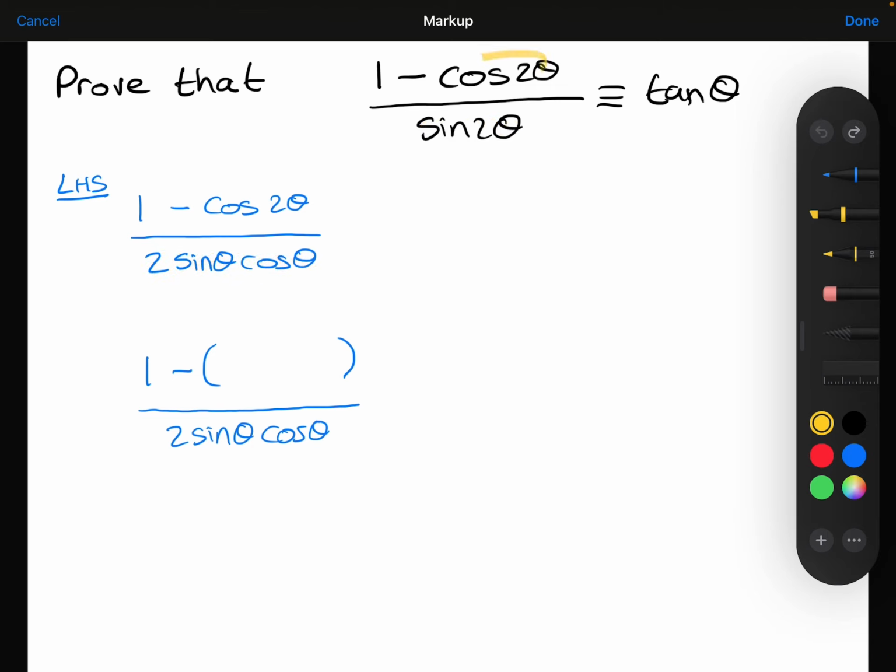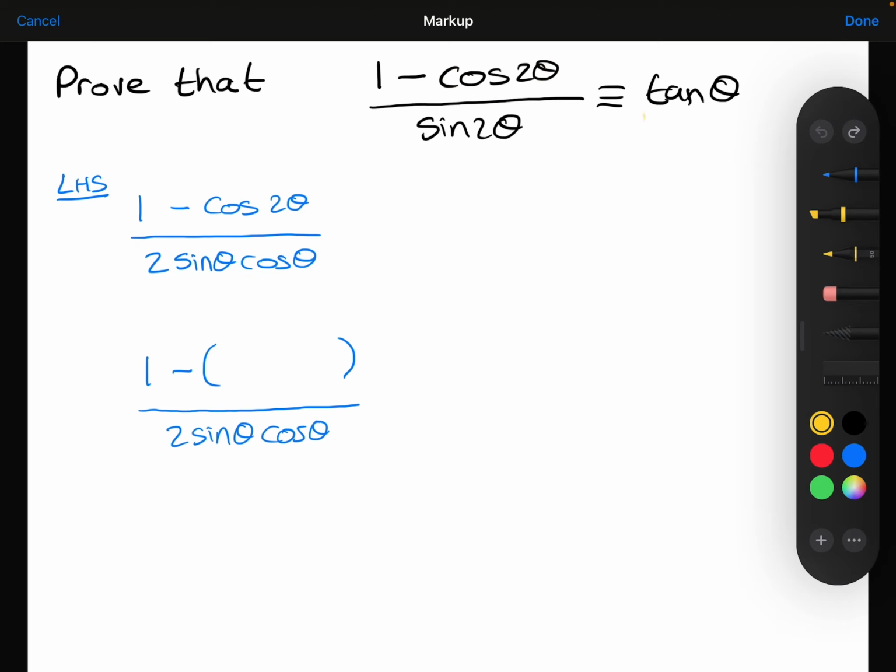Notice that I've left the cos 2 theta as it is for now, because I wasn't entirely sure how to rewrite that one, because there's 3 different versions of it, as we just saw. So let's now have a think about what we could do with that cos 2 theta, which would be the best of the identities to use.